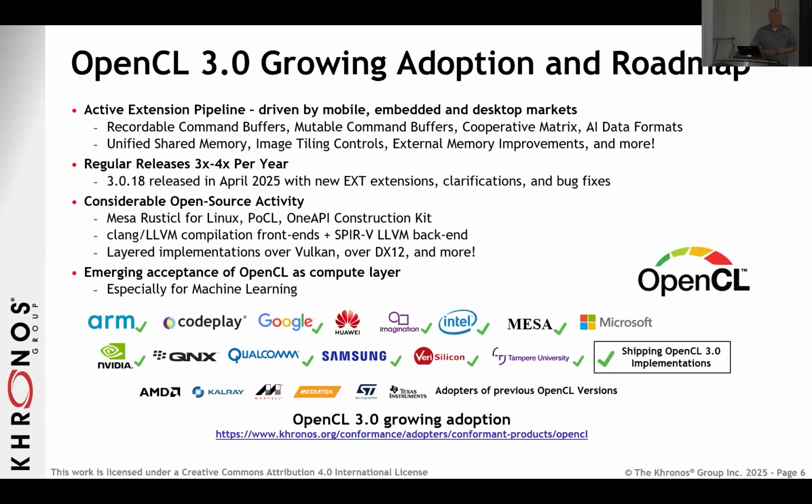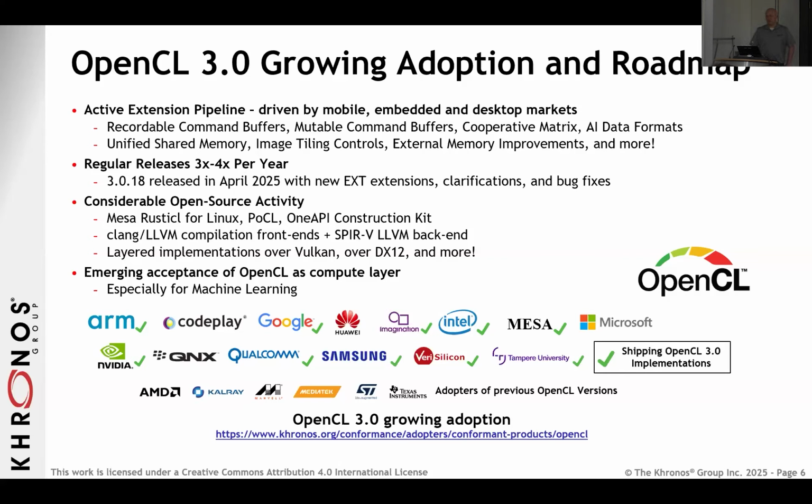Okay, so now that we've got some background out of the way, this is more about the state of the union. How is OpenCL doing in 2025? And the short summary is that we believe OpenCL 3.0 continues to be a success. We continue to see new OpenCL adoption, and the API is continuing to evolve.